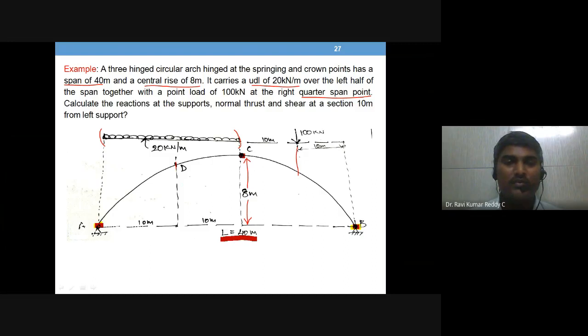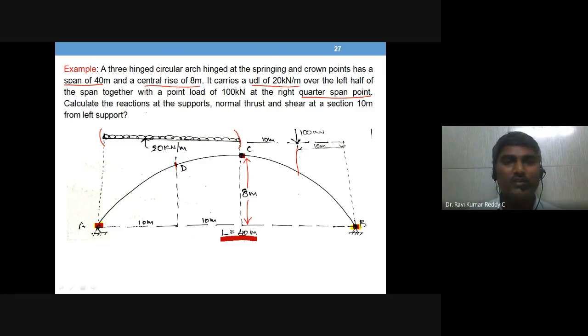So the given arch, what type of arch is it? It's a three-hinged arch. What are the properties? What is the span and what is the rise? And then what are the loads? So there are two loads here. One is UDL, another one is point load. Then what you need to find out?